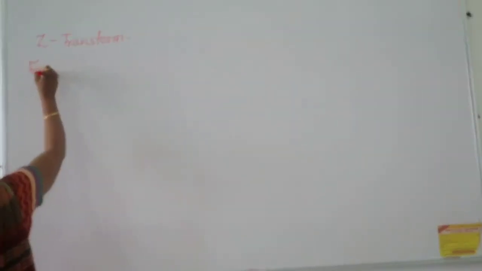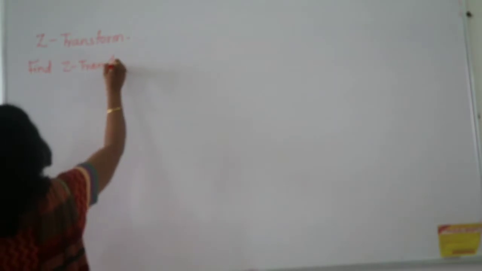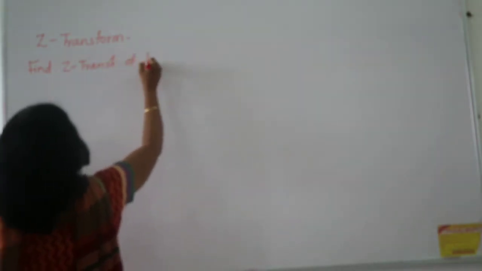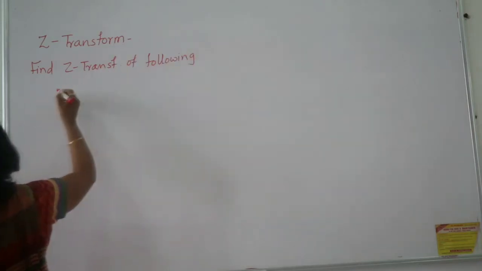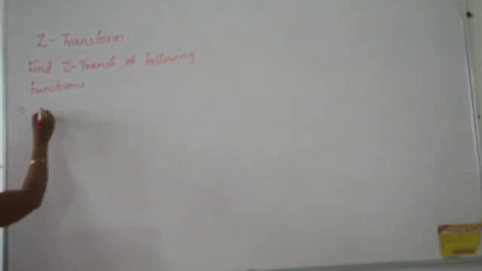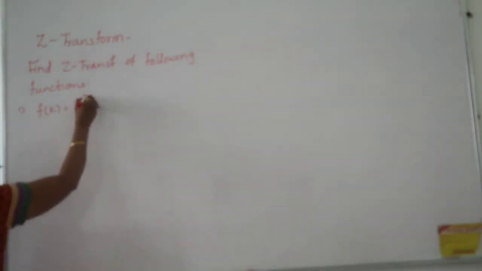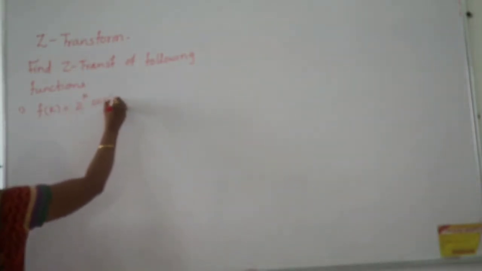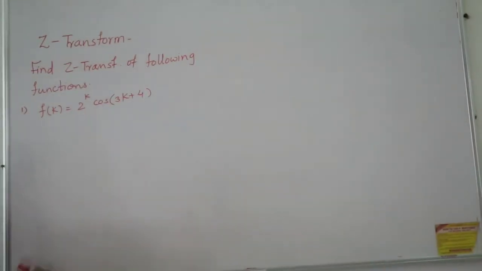Our common question is: find the Z transform of the following functions, or following sequences, whatever you want to say. Let me take my first function, written like this: f of k is equal to 2 raised to k into cos of 3k plus 4. So I have to calculate the Z transform of this.